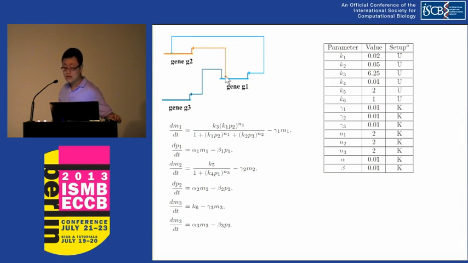So gene 2 activates gene 1, and at the same time, gene 3 represses gene 1. And gene 1 back represses gene 2. And these are the ODEs, and here are the unknown parameters.